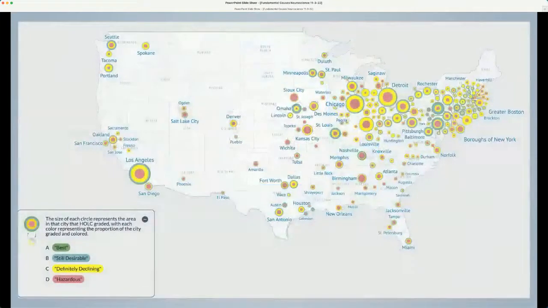The size of each circle in this map represents the area in each city that the HOLC graded, with each color representing the portion of the city defined as either A, best, B, still desirable, C, definitely declining, and D, hazardous. So you can see A, B, C, D ratings. D is really supposed to be red.